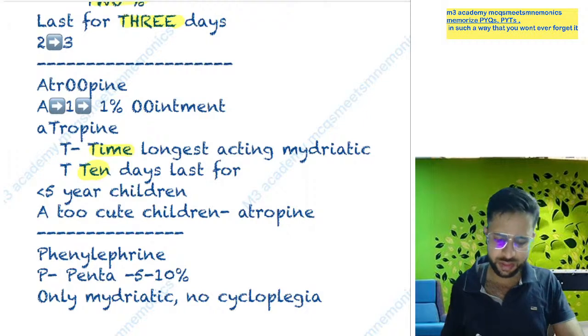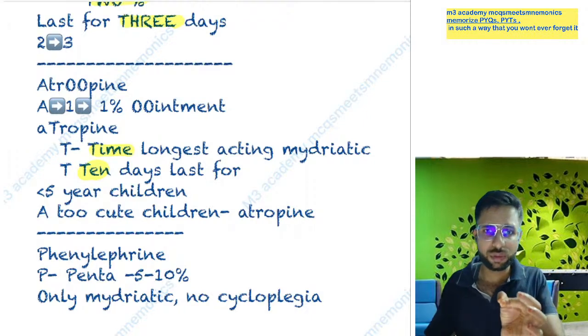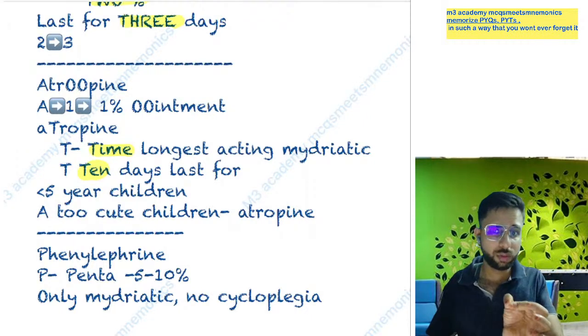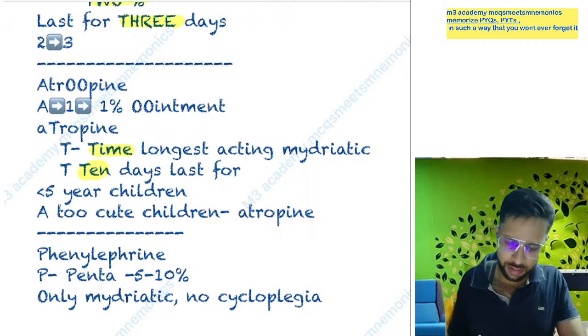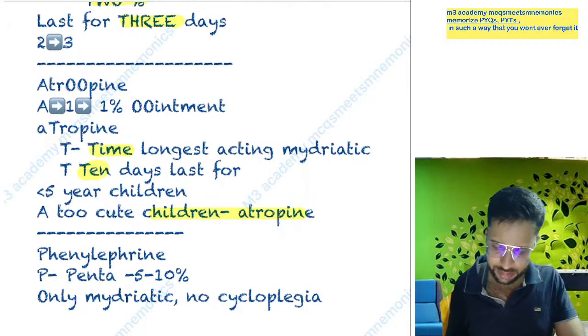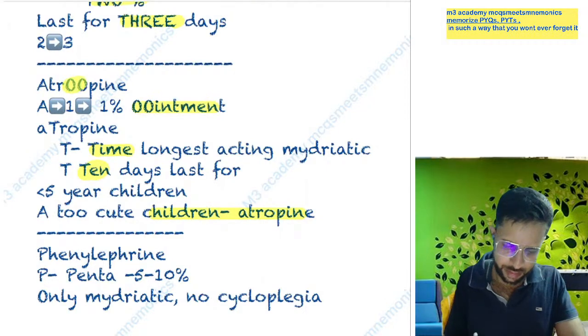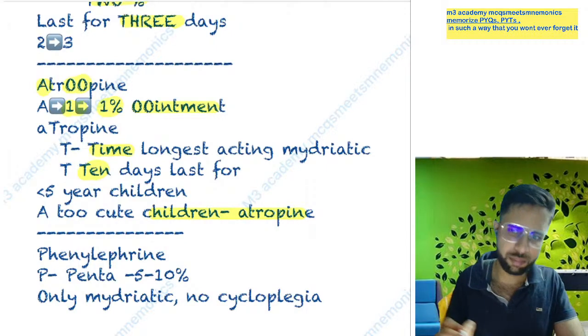This is used in acute children. Acute children means atropine. Yes, in children it is used, and its ointment is used. So atropine has a double O, so ointment is used. A is the first letter, so 1% ointment is used.